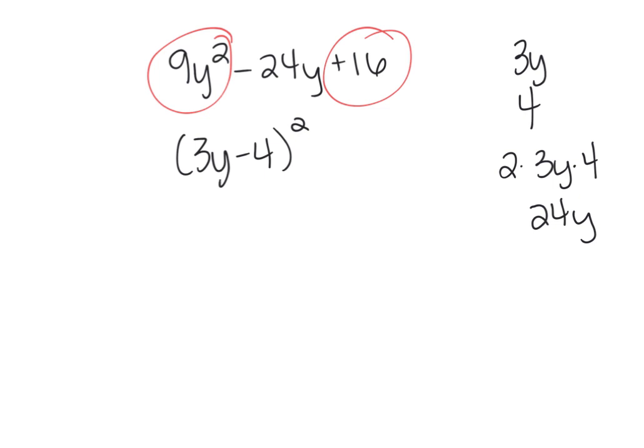but you could do this the long way. You could multiply 9 times 16. You would see that that's 144. So we need to multiply to 144 and add to -24. With a little bit of work, you do figure out that that's -12 and -12. And you can do your factoring normally from there.